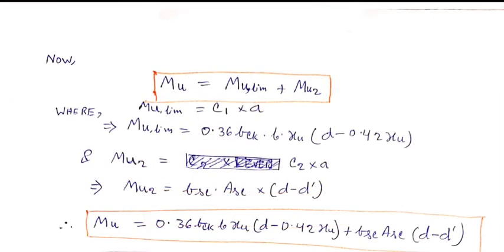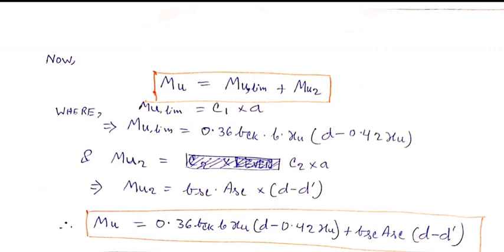Now the moment calculation portion. So total moment, that is Mu, is equal to Mu limit plus the additional moment Mu2. So we know Mu limit is equal to C1 into lever arm, that is a. So Mu limit is equal to 0.36 fck into b into xu into within bracket d minus 0.42 xu, and Mu2 is C2 into lever arm a. So Mu2 is equal to Fsc into Asc into d minus d dashed.